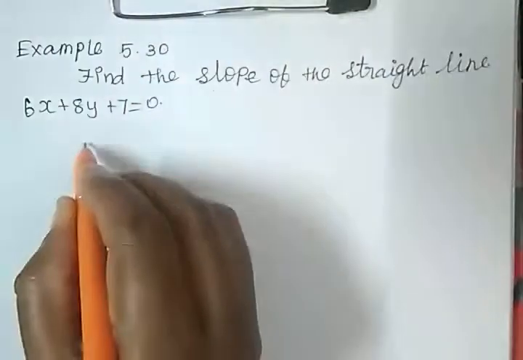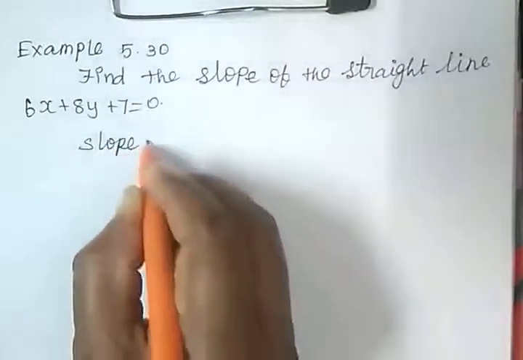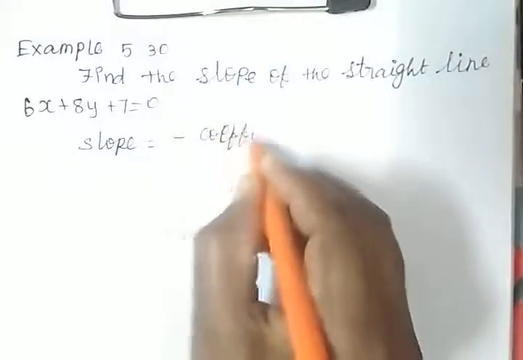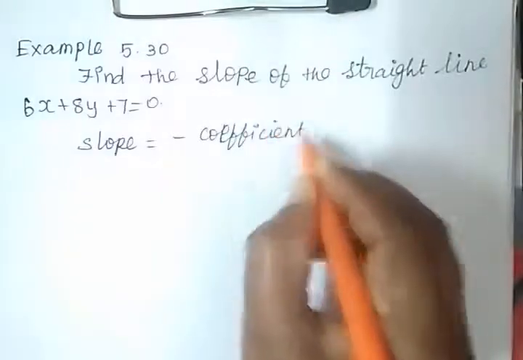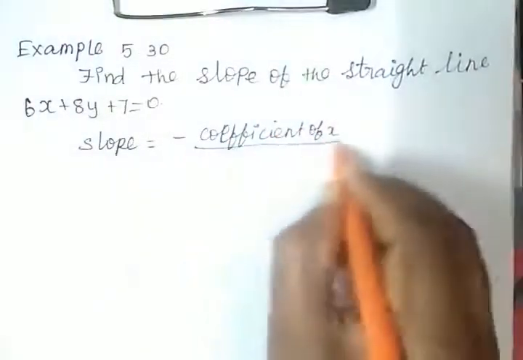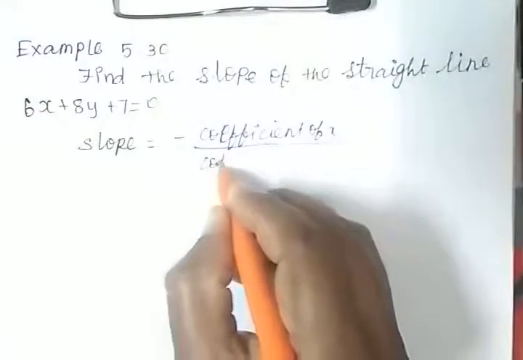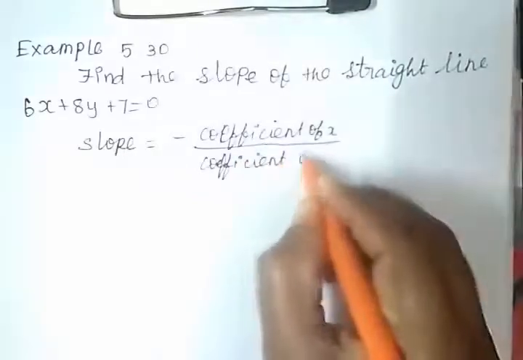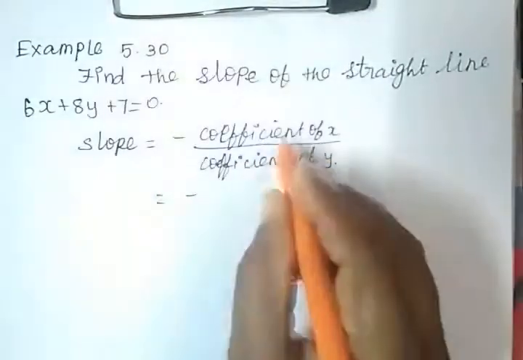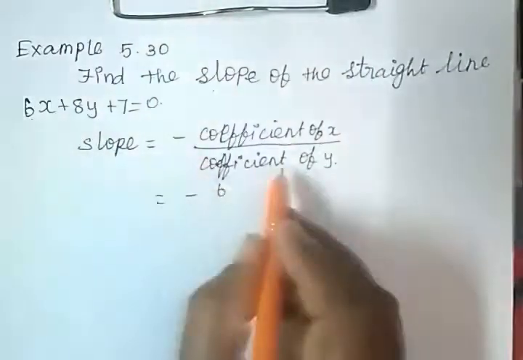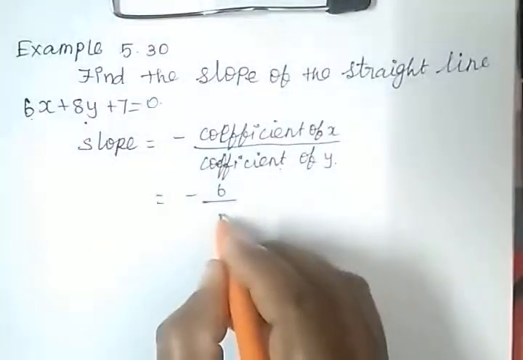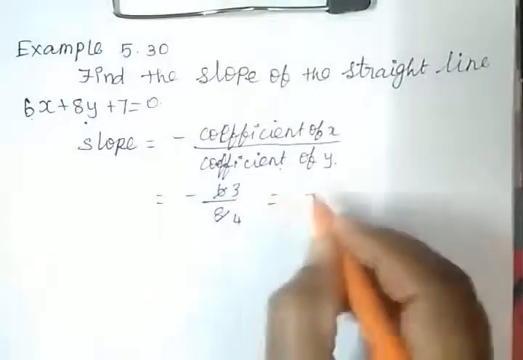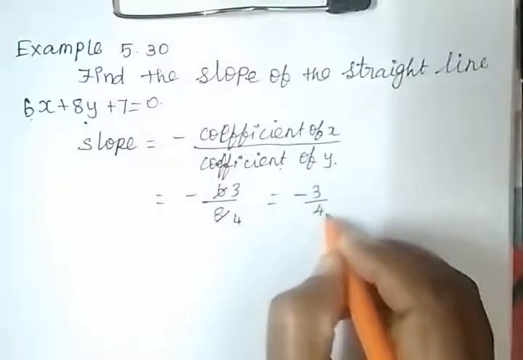So already I taught the formula. Slope is equal to minus coefficient of x by coefficient of y. Here the coefficient of x is 6 and the coefficient of y is 8. So 6 by 8. Simplify the fraction: 2 3s are 6, 2 4s are 8. So the slope is minus 3 by 4.